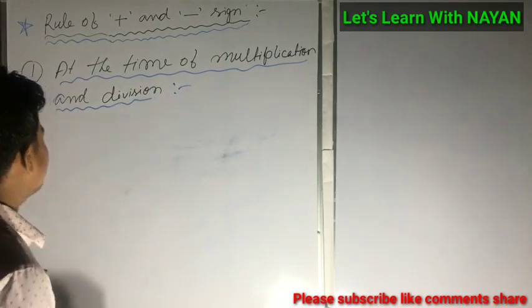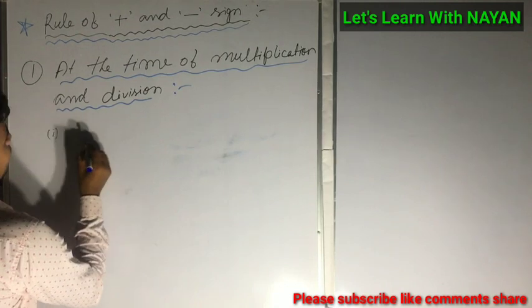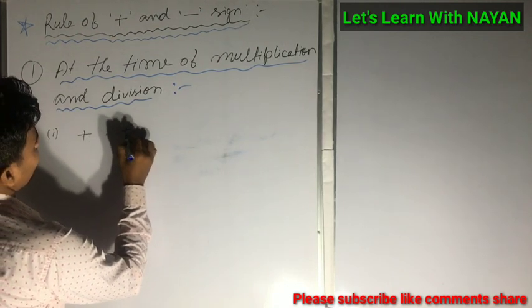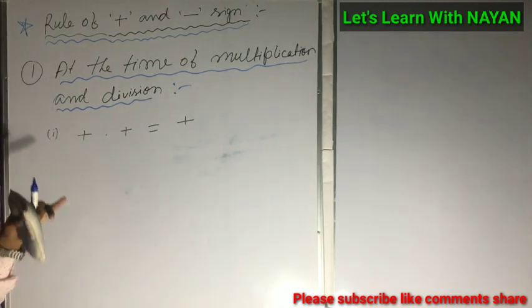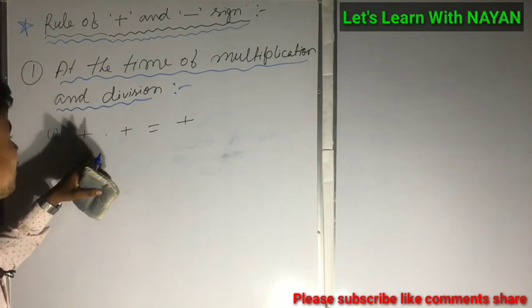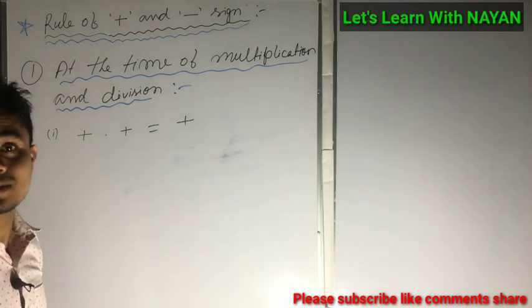See, first rule: plus and plus become what? Plus. Whenever we divide this plus sign with this plus sign, or multiply this plus sign with this plus sign, we will get plus sign.